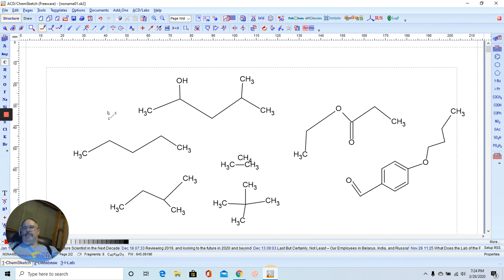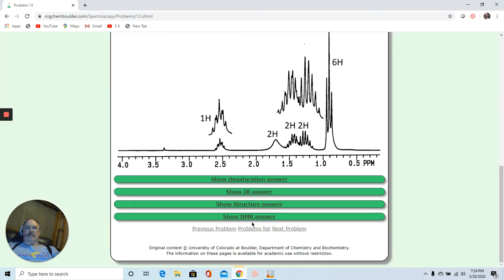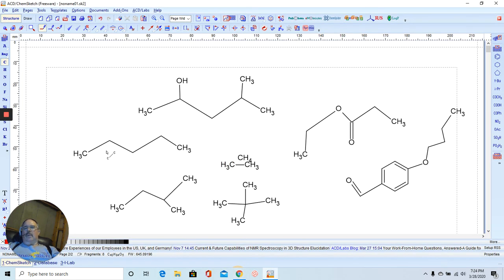Okay, so it could be 2-pentanamine. Let's see if that makes sense. Okay, yeah, that looks like it would make sense. 2-pentanamine. We've got our CH2, CH2, and then we've got two CH3s. Okay, there's one here and one here. Okay, so 2-pentanamine.